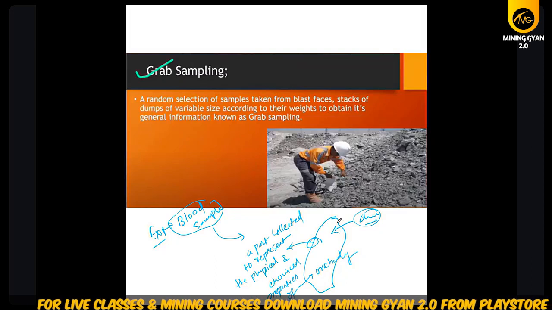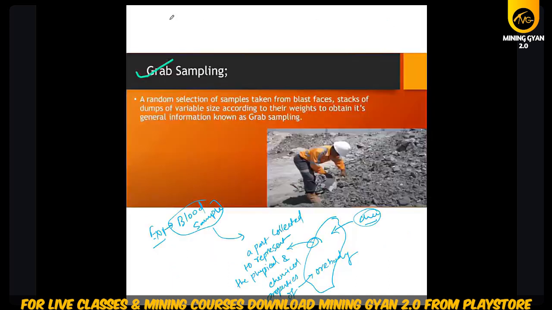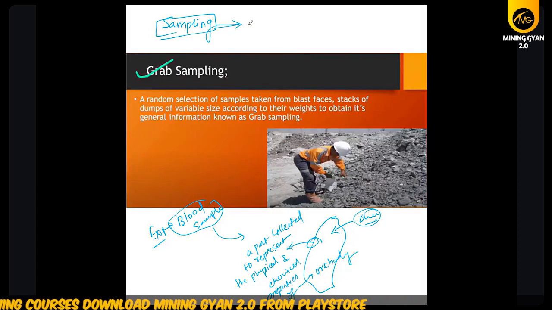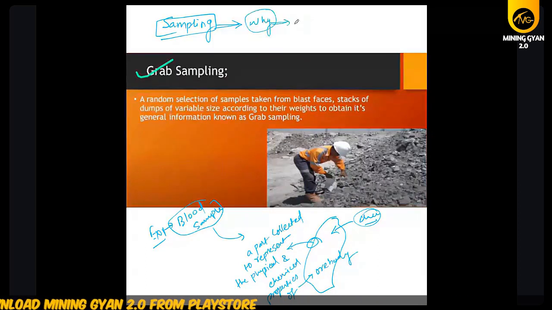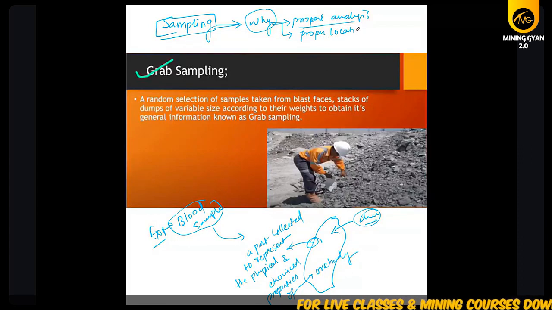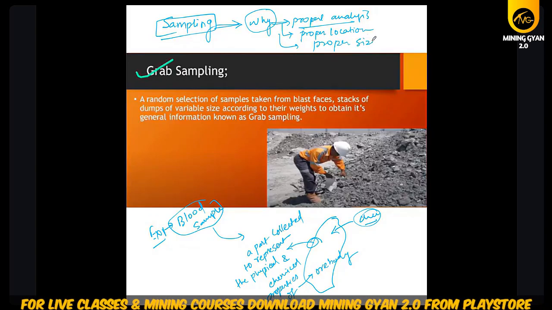So there are various types of sampling methods. Or why do we do the sampling? Why do we do sampling? Because we want to do a proper analysis. To analyze properly. To find out the proper location. We do it for proper size, location, shape, all of these.